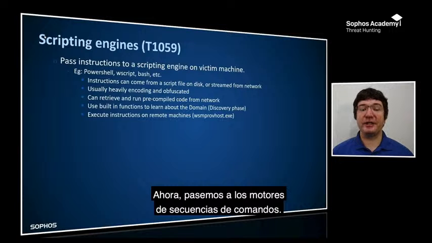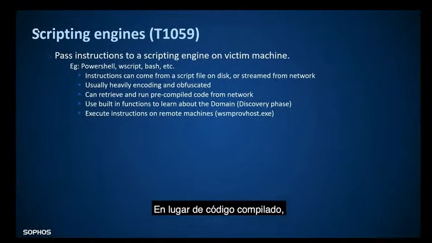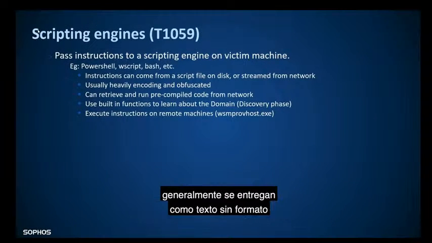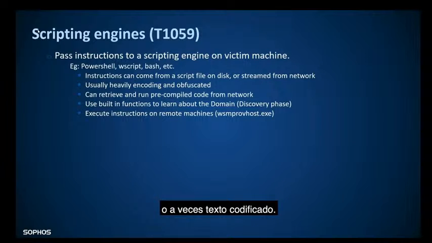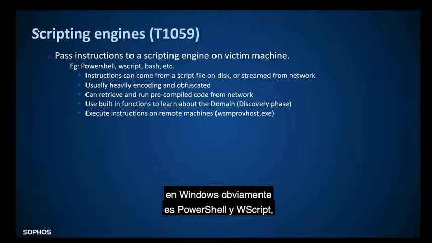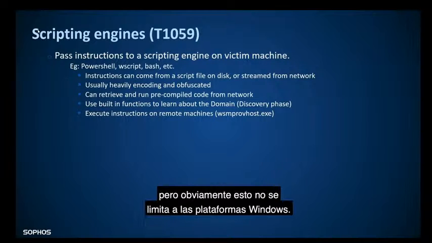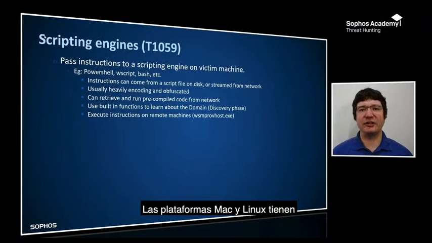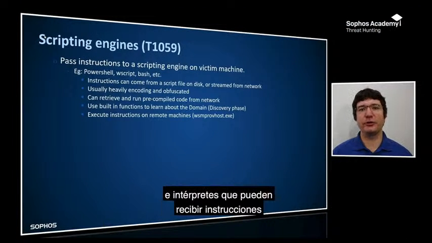Now let's move on to scripting engines. Rather than compiled code, the instructions for scripting engines are usually delivered as plain text or sometimes encoded text. Scripting engines can vary from platform to platform. Some of the more common ones on Windows are PowerShell and WScript. But this isn't limited to Windows platforms. Mac and Linux platforms have their own scripting engines and interpreters that can be fed instructions and code to do malicious and legitimate things.